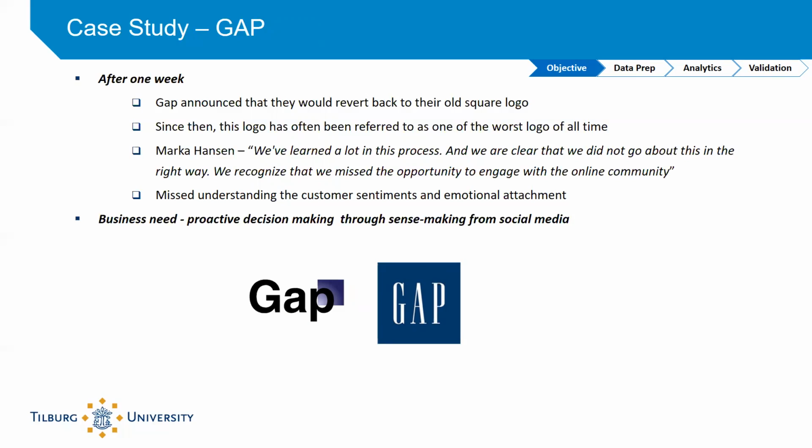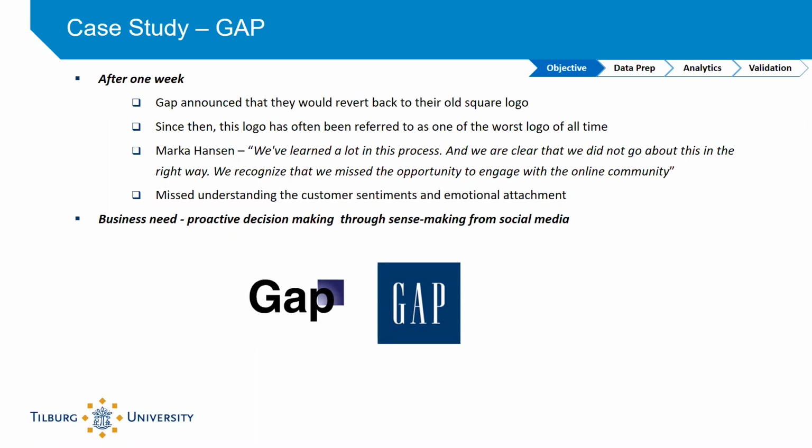So what do we learn from this? Gap missed understanding the customer sentiments and emotional attachment to the old logo. The business need at Gap was proactive decision making through sense making from social media. In each of these examples, sense making from social media could have been used proactively to inform decision making, or even reactively as a part of a real-time monitoring strategy.